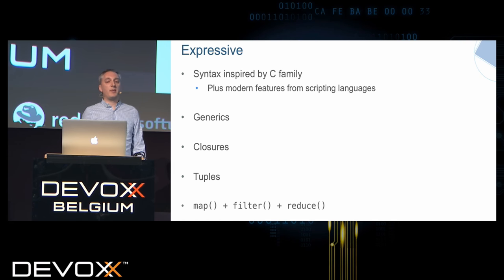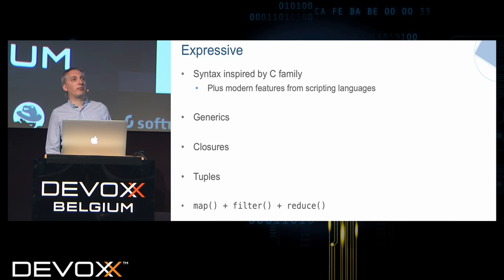So the syntax, which I'll get to in a minute, is broadly inspired by the C family of languages. So if you know Java, or you know JavaScript, or you have worked in some of these other languages with that kind of heritage, you'll feel at home. It's not wacky and out there. But at the same time, it has a lot of modern features which are more commonly known from scripting languages like Ruby and Python. It has features like generics, it has closures, aka lambdas, it has tuples, which we'll look at, and it also supports some functional programming ideas, things like map, filter, reduce come baked into the standard library, ready for you to use. So if you're a fan of functional style programming, you can do that in Swift as well.